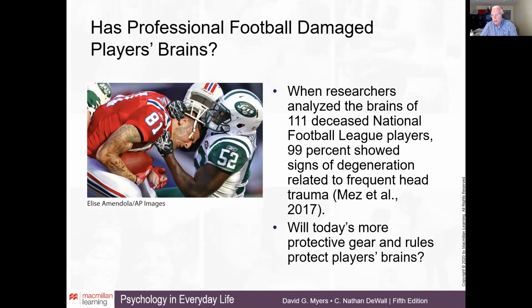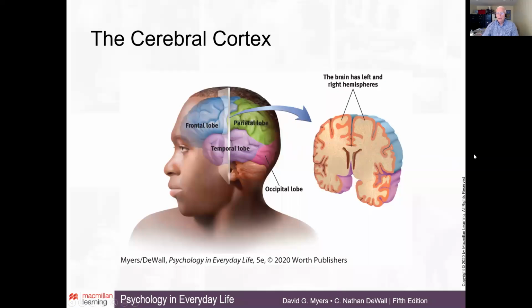But players of other sports can also experience concussions, and we may well have students in our class who have experienced a concussion at some time, or maybe even more than one, at some time in their lives through sports, or perhaps because of some other kind of injury. Our brain is organized into two hemispheres, and each hemisphere is organized into 4 lobes: frontal, parietal, temporal, and occipital lobes.